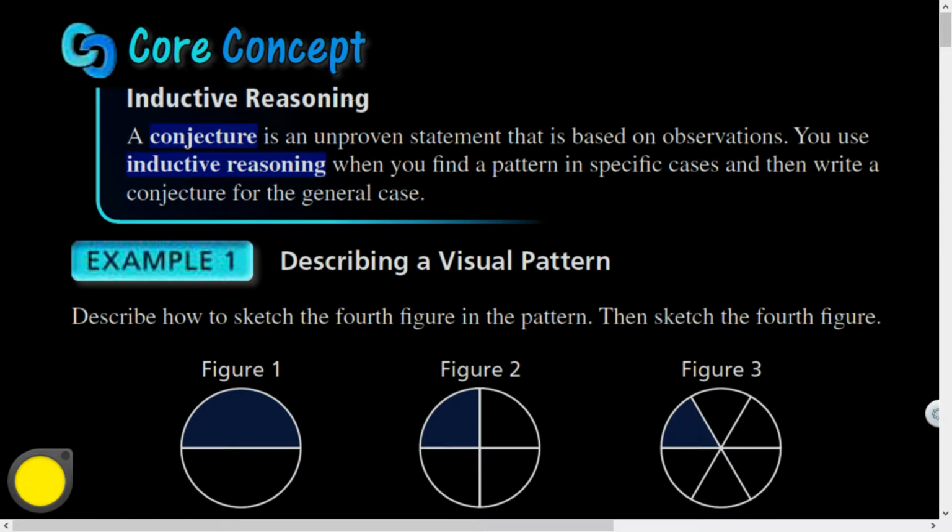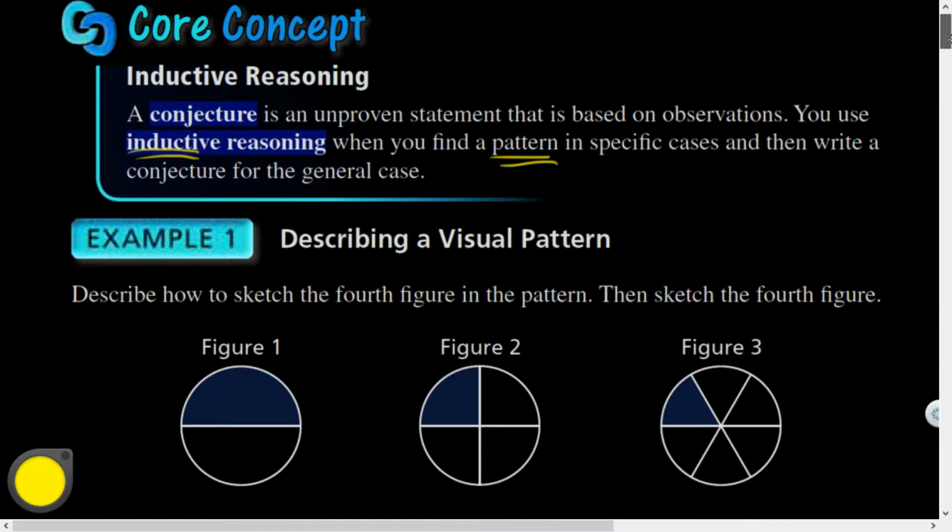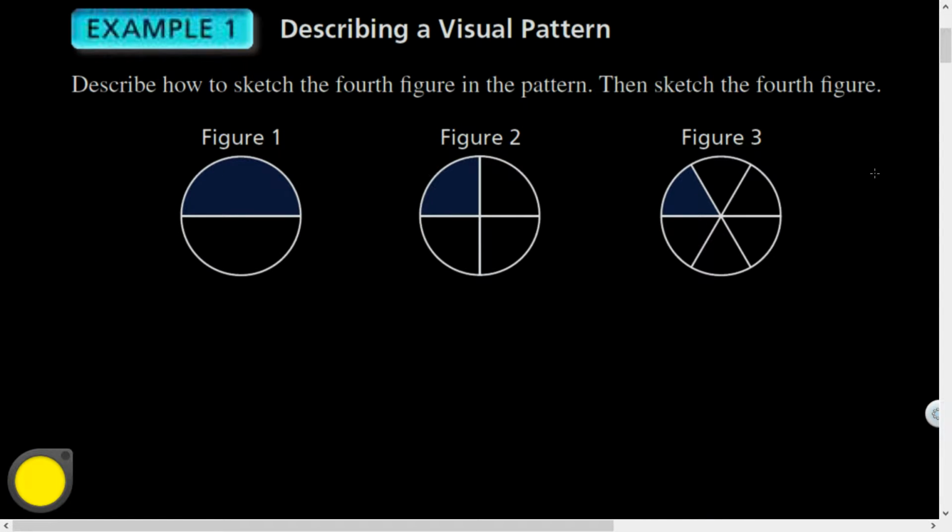So let's see. It says you can use inductive reasoning when you find a pattern. So here's the key. Inductive means pattern in specific cases, and then write a conjecture for the general case. So you follow a pattern and then come up with a hypothesis. I almost said theory there.